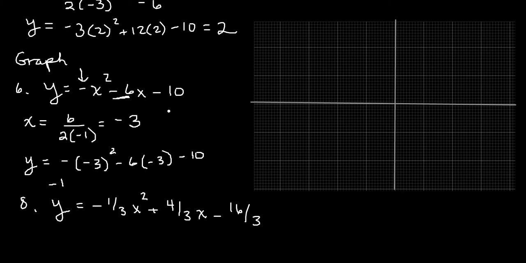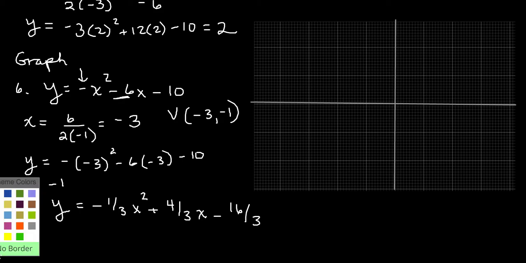So our vertex of this parabola is going to be negative 3, negative 1. So I'm going to graph that. Let's use a different color for fun. The way you graph it is you go to your vertex. I'm just going to count these. We're not going to be able to get down to negative 10 if I count by 1.